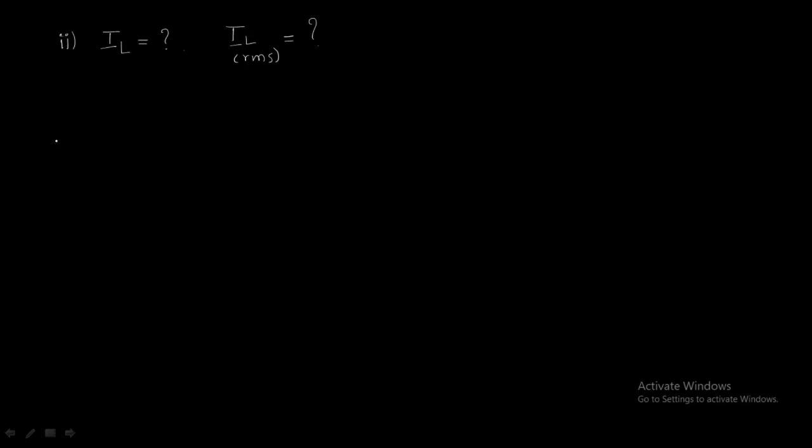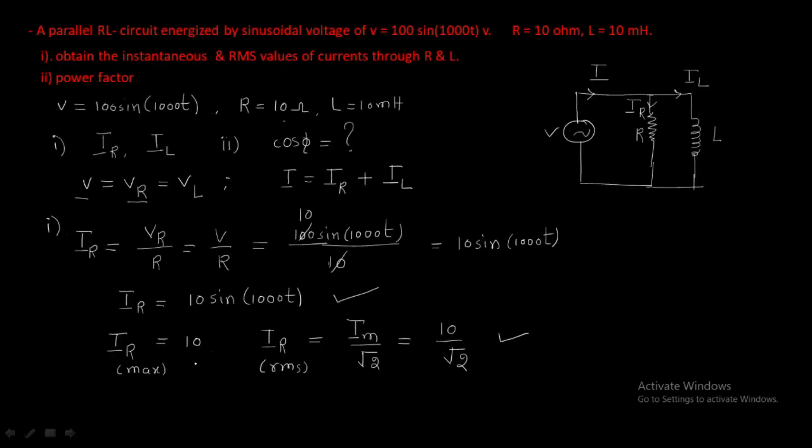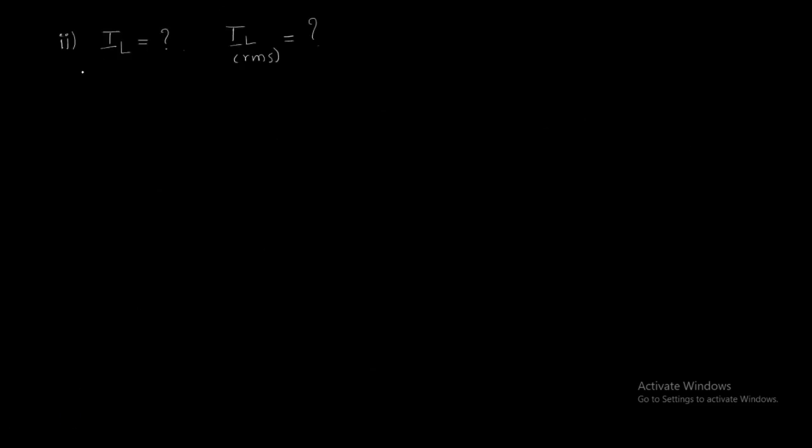RMS current we have to find out. For that, the same thing, look here. The current through the inductor, by Ohm's law, is the voltage across the inductor divided by the inductive reactance. Inductive reactance we can write as jXL. Before that we have to find out the XL value.